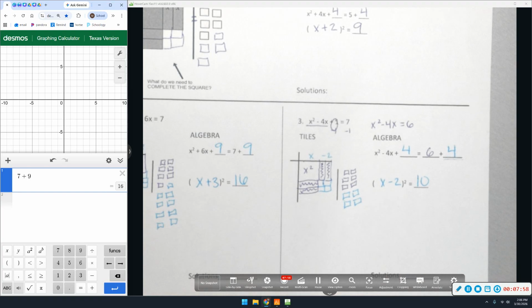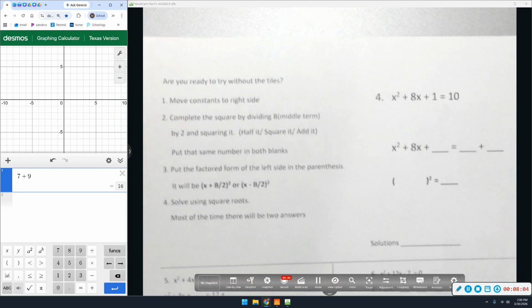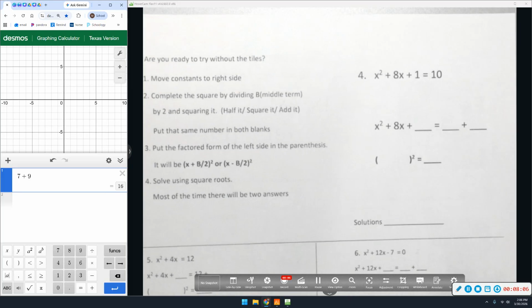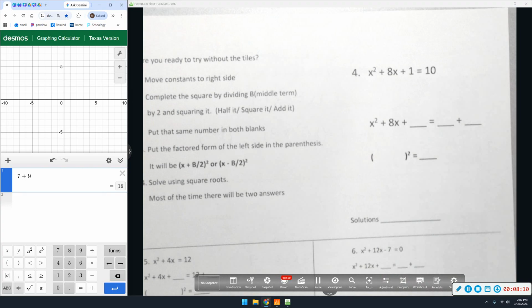Any questions with that? Okay, flip it over. We're taking the tiles away. Okay, I think this one has a mistake too on some of y'all's if I give you the old paper on accident because we ran out.